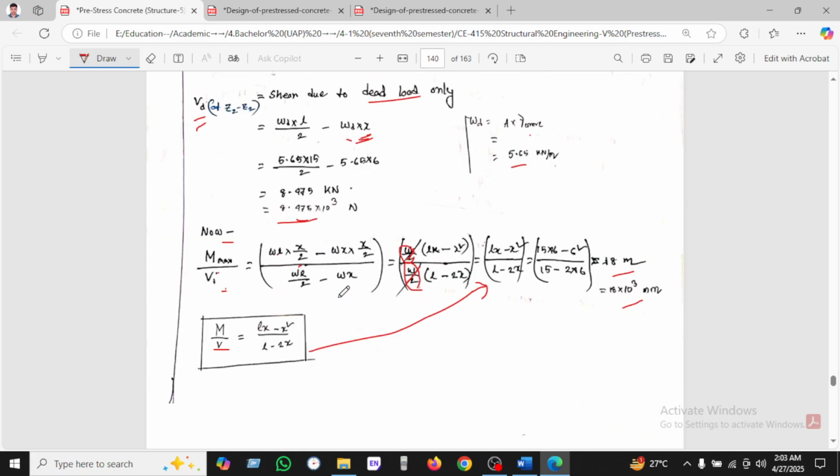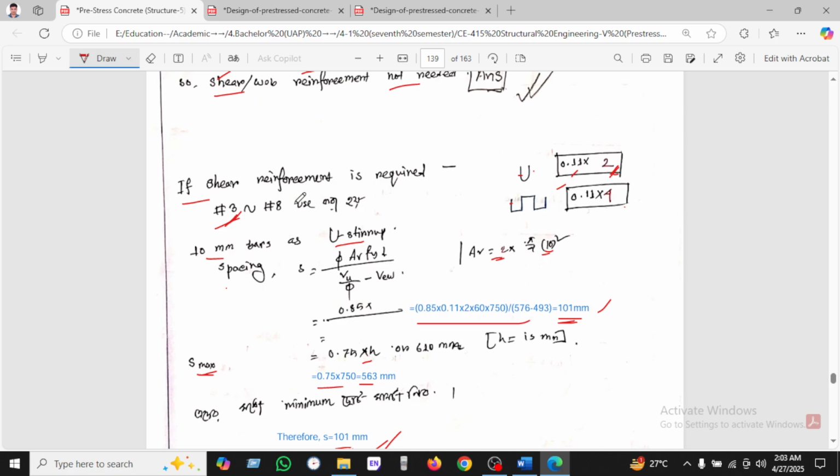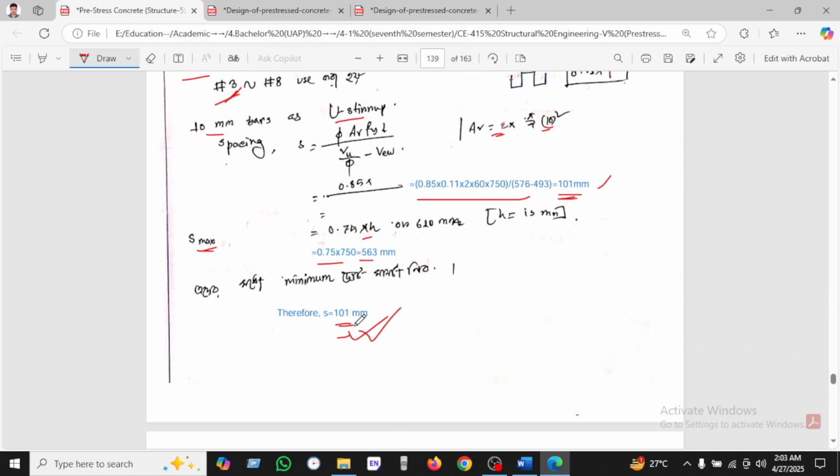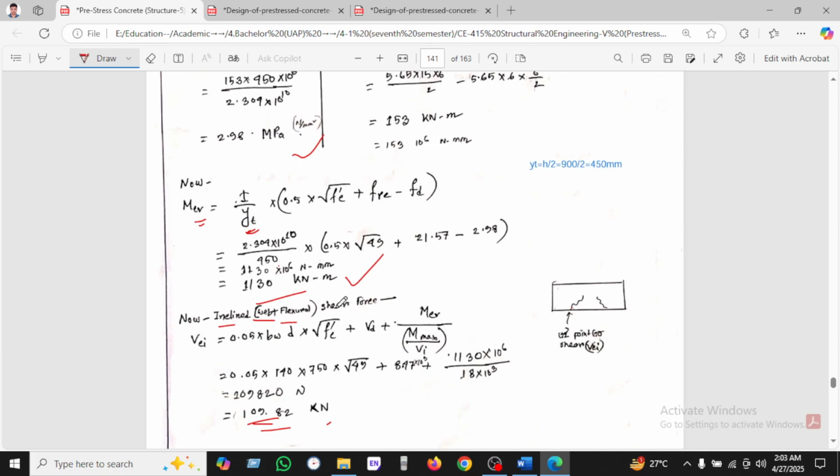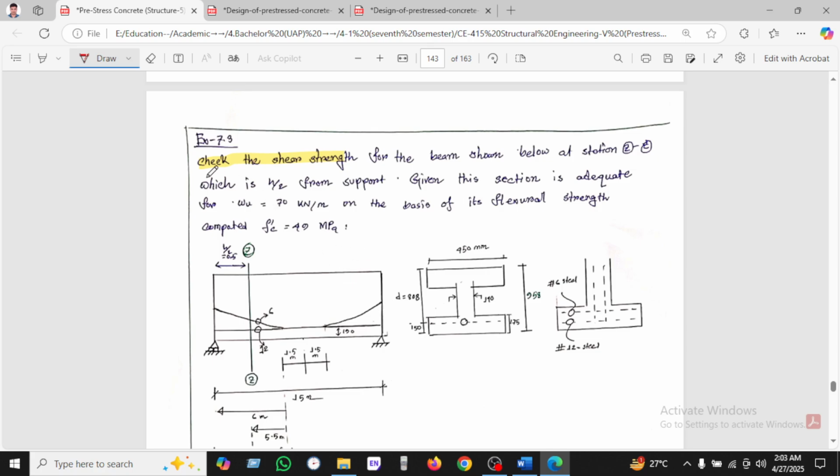If shear reinforcement is needed, then we can use this formula for calculating it. Okay, let's see another example here. Check the shear strength for the beam shown below. The section is given here, which is H divided by 2. The support is given, which is 0.5. This section is adequate for this value, and the basis of the flexural reinforcement is given. So we can see here 12 strands and 6 strands.